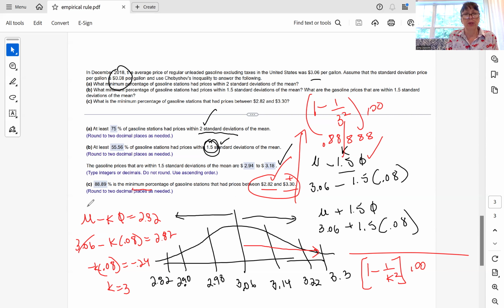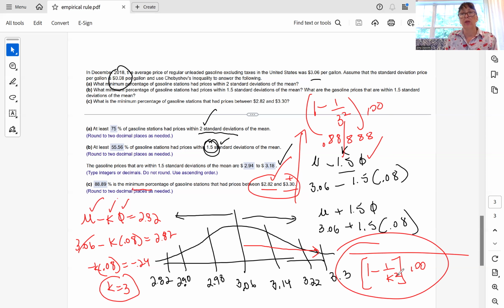Put in the information, mu, the average was 3.06. K is what we're trying to find, how far out the prices are from the mean. And the standard deviation was 0.08. We solved it, got 3. So it's within 3 standard deviations of it. So then, because it's not the empirical rule, we have to use the Russian mathematician's formula, which was down here, 1 minus 1 over K squared. So we're within 3 standard deviations, and then we get that answer.